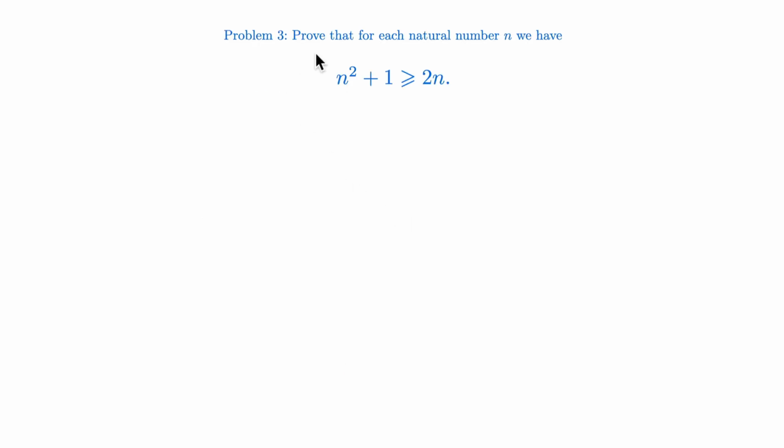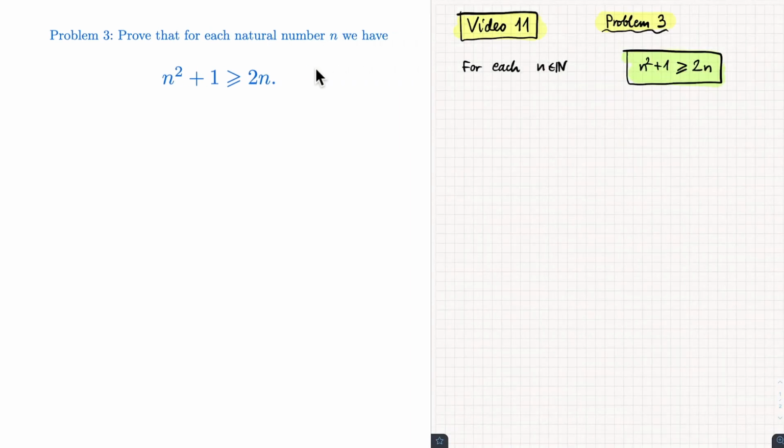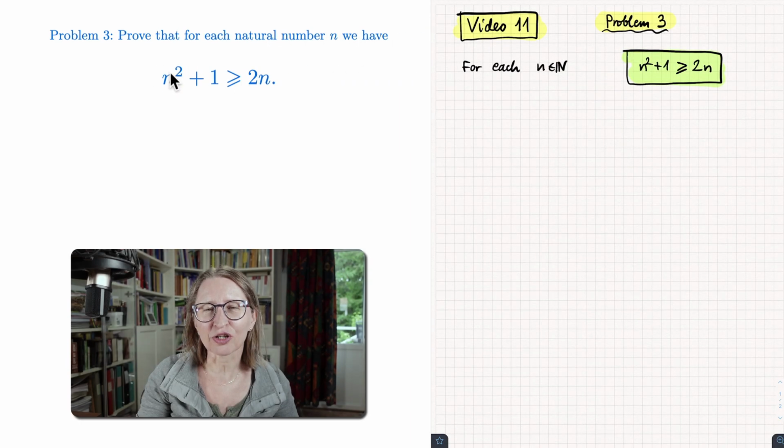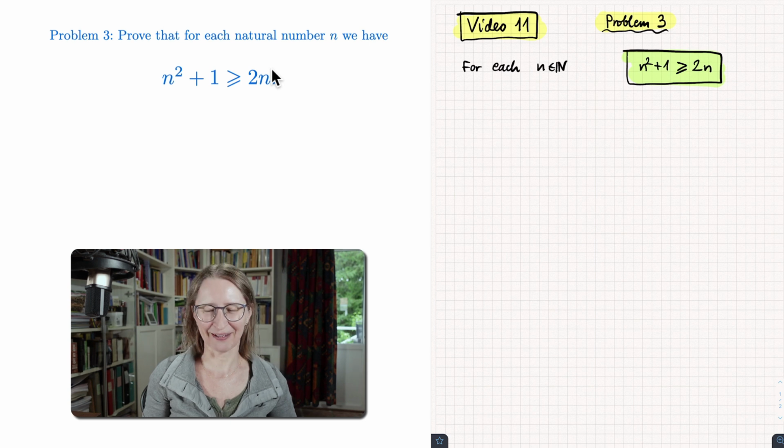And here is the text of this problem. Prove that for each natural number n, we have this inequality. And you know what? This inequality is even true for any real number n. So if you see the proof, you will understand why. So what can I do here?